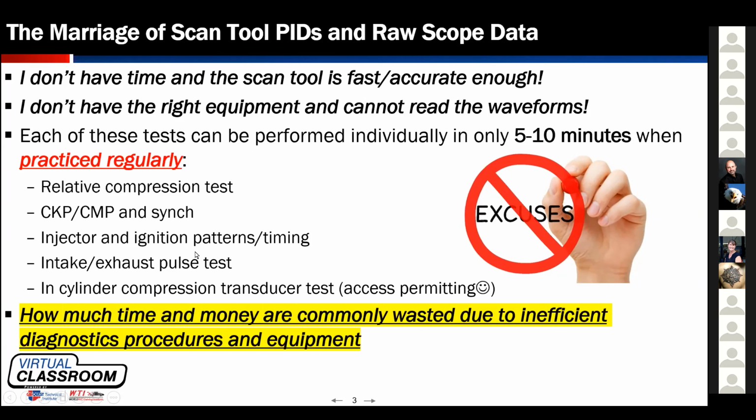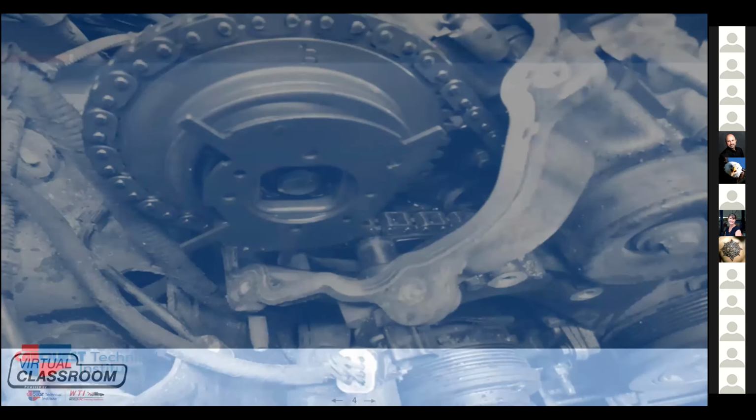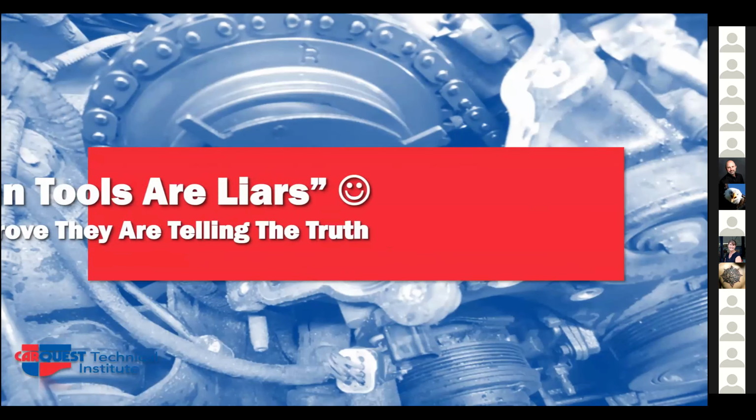Now, I got to admit, down here, I said, well, in-cylinder compression transducer testing, okay. That is an access permitting type of thing. That is a time and access permitting style thing. It might take a little bit more. But if you really think about this, how much time and money do we commonly waste due to inefficient diagnostic procedures and equipment? So I'm going to start right off, rather rude, but I'm going to do it again.